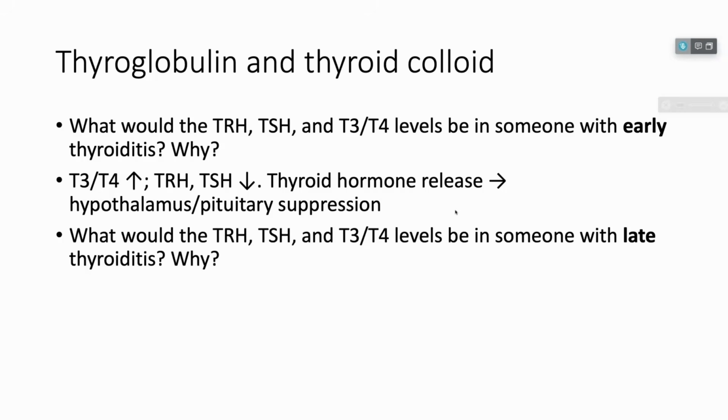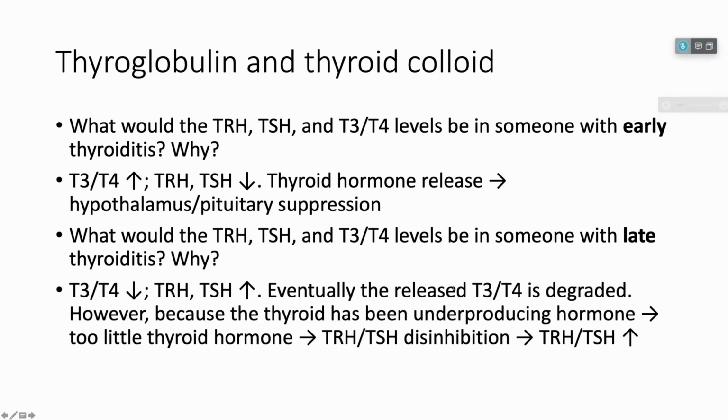Yeah, exactly. So Natalie, in someone with late thyroiditis, what would the TRH, TSH, and T3, T4 levels be, and why? I would think that in early thyroiditis, you release all of your T3 and T4. Maybe in late thyroiditis, you wouldn't have as much stored up, so that would decrease. And then you wouldn't have that feedback inhibition on TRH and TSH, so those two levels would be high. Boom. Nice. You're ready. I hope so. That was really good.